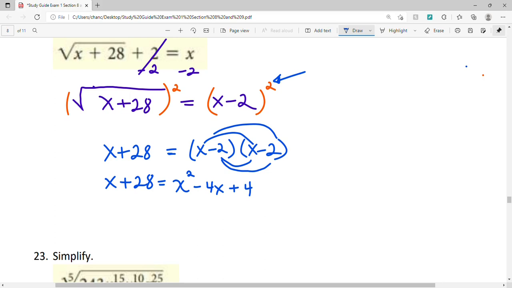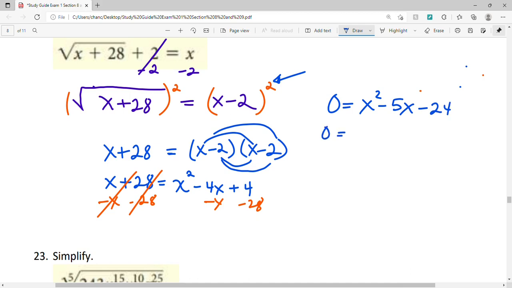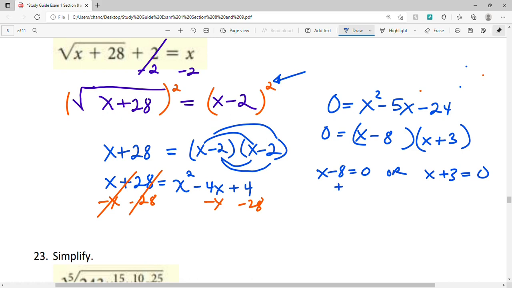Now we can rewrite it in standard form. Let's subtract x from both sides, and we'll also subtract 28 from both sides. This simplifies as 0 equals x squared minus 5x minus 24. And so you can easily use the diamond method to get the factored form for this. We have x minus 8 and x plus 3. So there's two possible solutions. X minus 8 could be equal to 0, or x plus 3 could be equal to 0. For the first case, you can solve for x, and x equals 8. For the second case, you can again solve for x. X could be equal to negative 3.